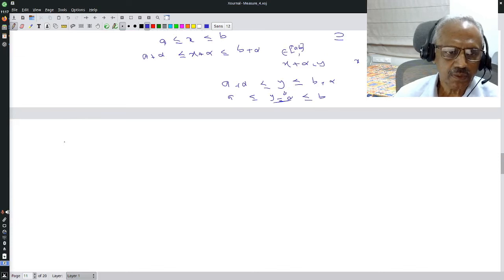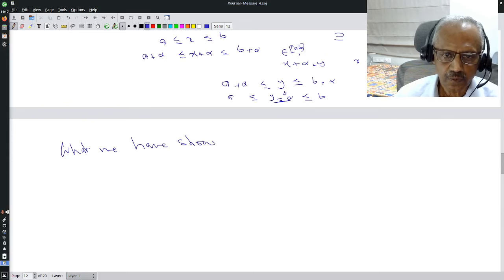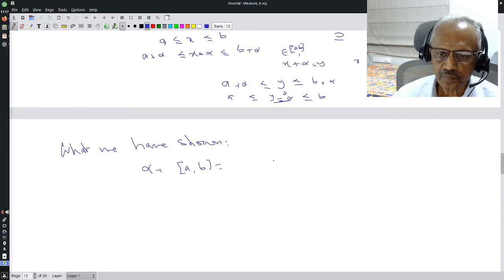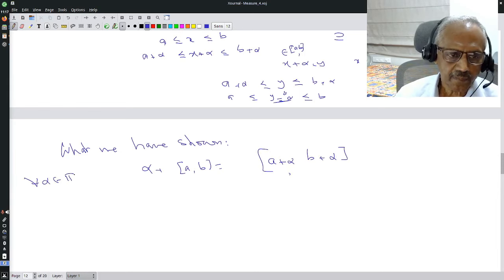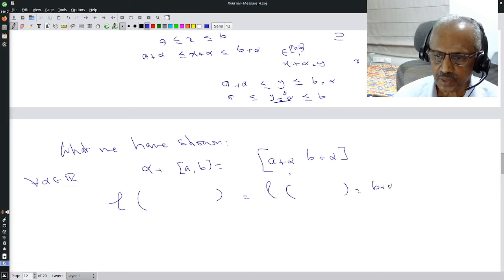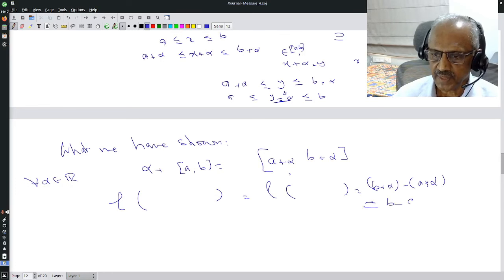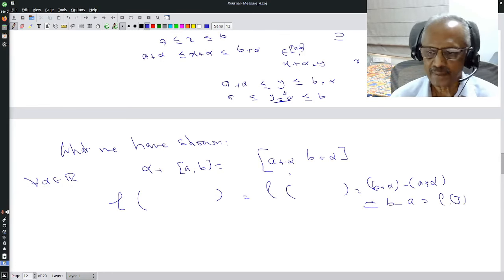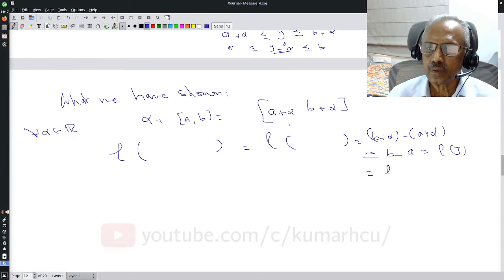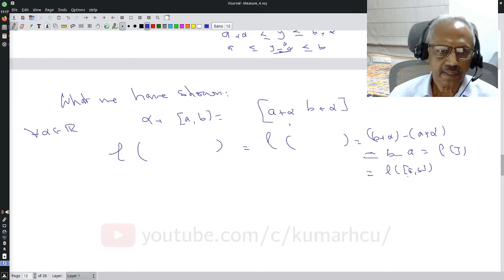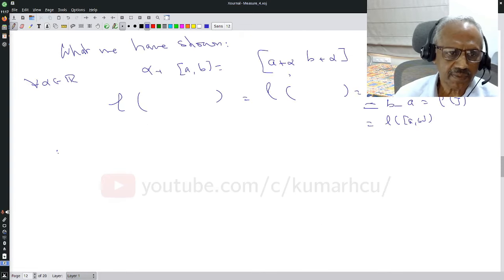So, what you have shown is alpha plus [a,b] is [a plus alpha, b plus alpha] for any real number alpha in R. Therefore, the length of this object is the length of this object, which is b plus alpha minus a plus alpha, which is equal to b minus a, which is the length of [a,b]. Now in R^k also something similar happened.